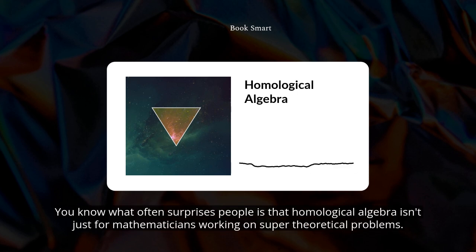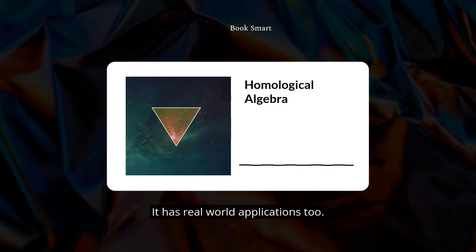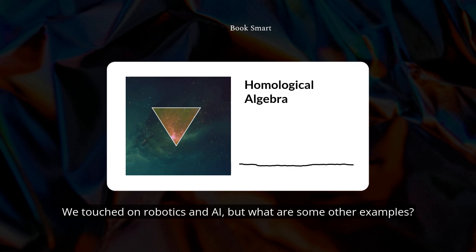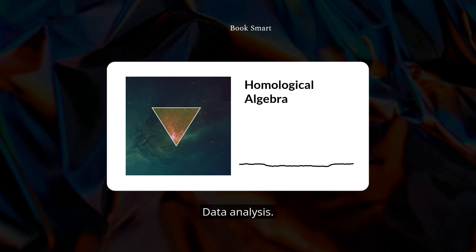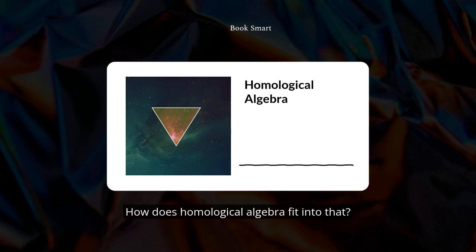You know, what often surprises people is that homological algebra isn't just for mathematicians working on super theoretical problems. It has real-world applications too. That's what I always love to hear about. We touched on robotics and AI, but what are some other examples? Well, one area where it's becoming more and more important is data analysis. Data analysis. That's not what I would have expected. How does homological algebra fit into that?